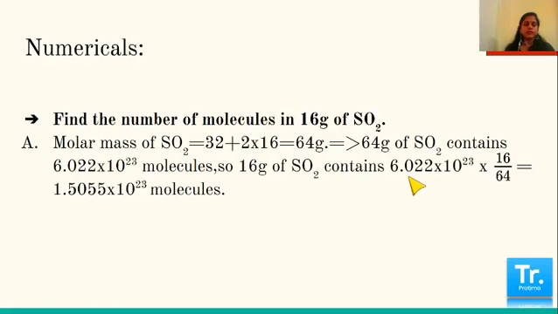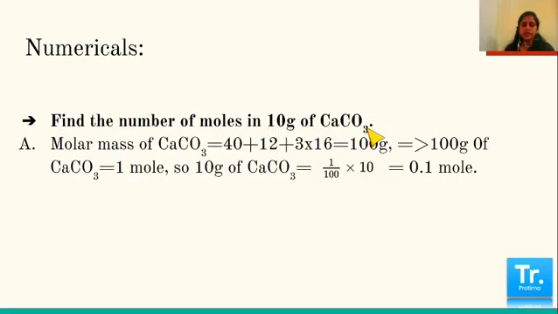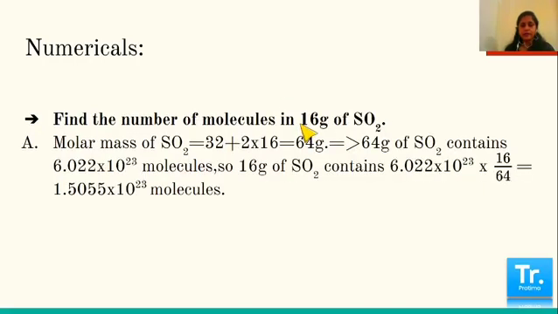Okay, next question. Find the number of molecules in 16 gram of sulfur dioxide. In the previous question, we found the number of moles in the mass. Here, find the number of molecules in the given mass. So, the compound is sulfur dioxide. We straight away go to the molar mass, that is 32 plus 16 into 2 is 64 gram. That means, if you have 64 gram of sulfur dioxide, you have 1 mole of sulfur dioxide, means you have Avogadro's number of molecules, 6.022 into 10 to the power of 23. Therefore, 16 gram of sulfur dioxide would contain this many number of molecules.